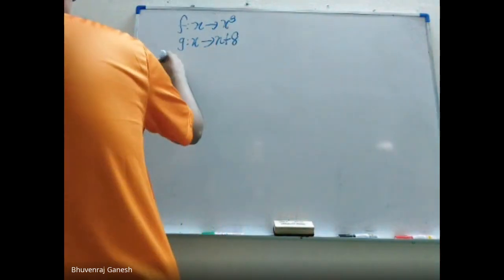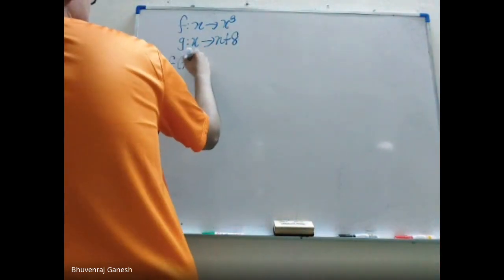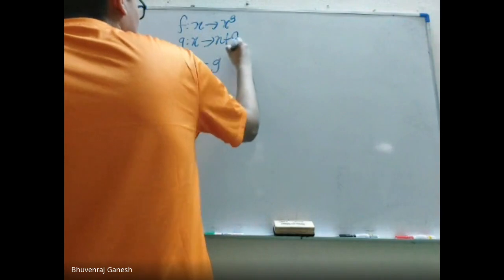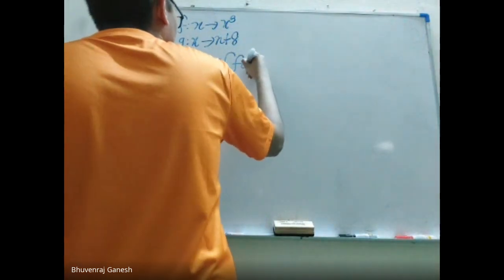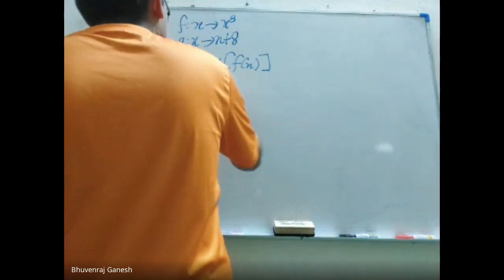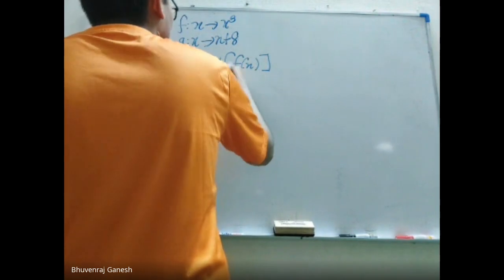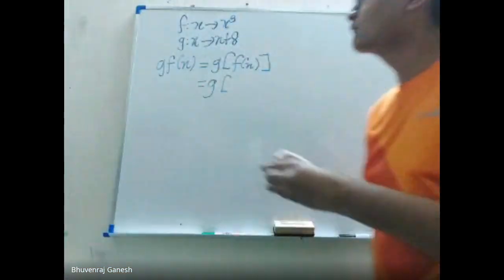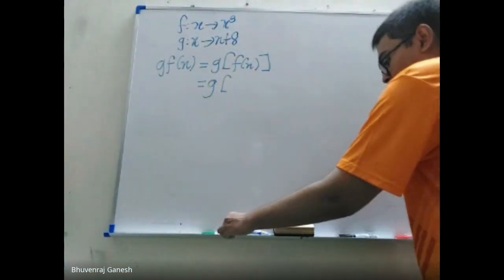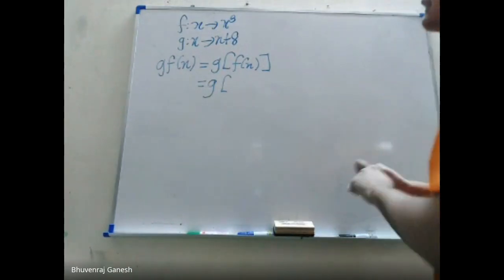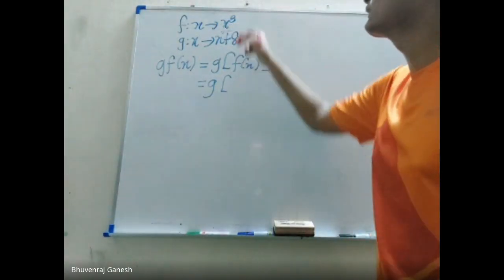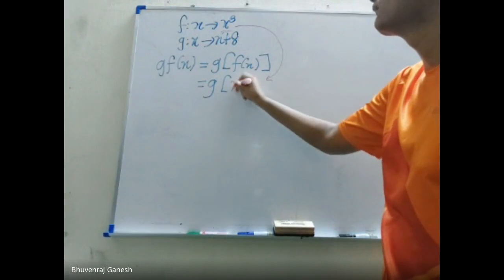So if I want to find g of f(x), I'm going to do g bracket f(x) based on the order of the substitution. So you will get g. What is your f(x) here? Based on the question, you can see that f(x) is x cubed. So you're going to put this x cubed inside here.